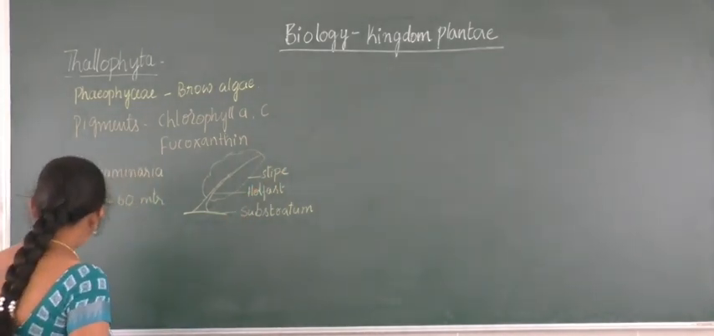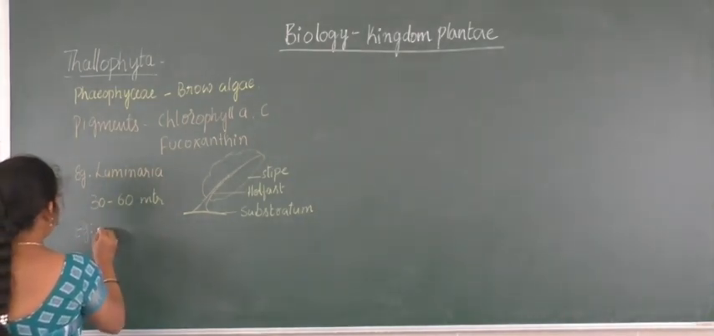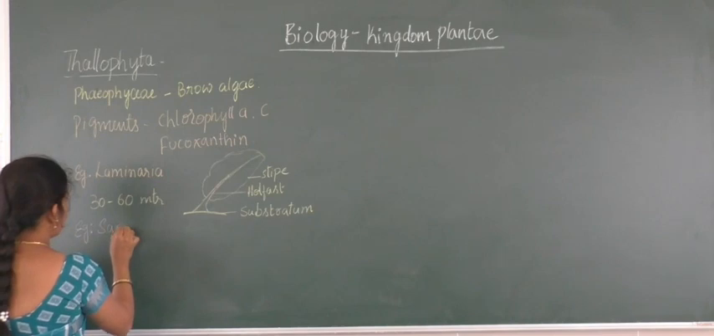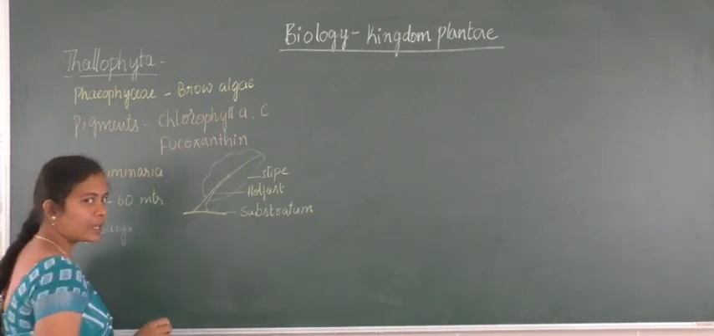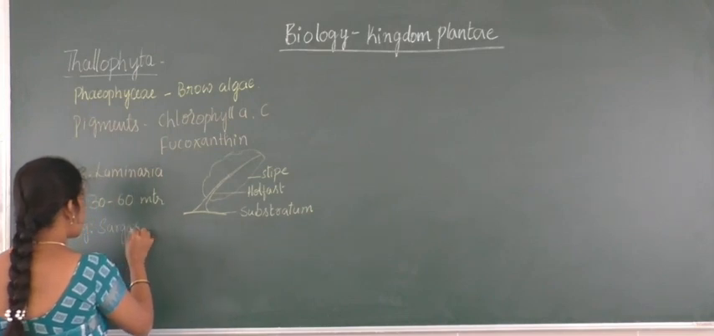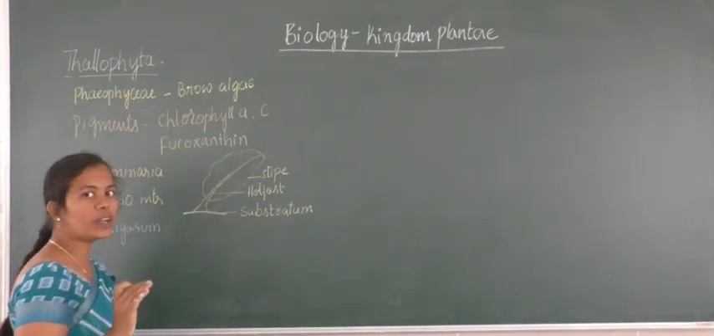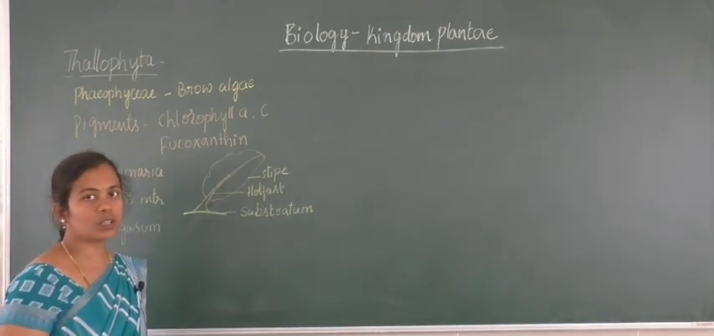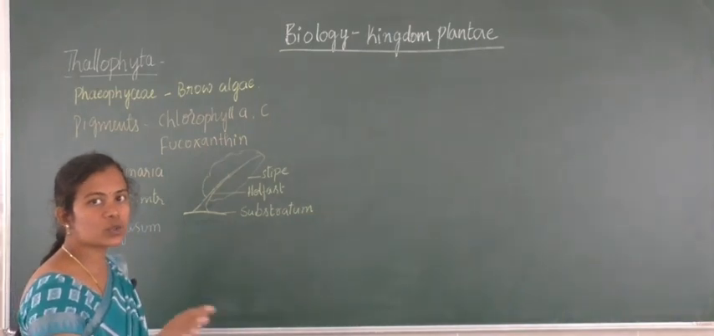And the next example will be Sargassum. This is just like a plant-like appearance. So that example is Sargassum. Here it may cover more than 1 acre of land in the oceans. So that's why it just grows more than it is together.